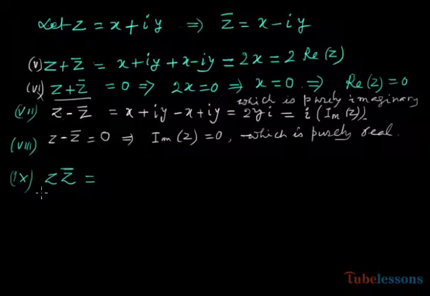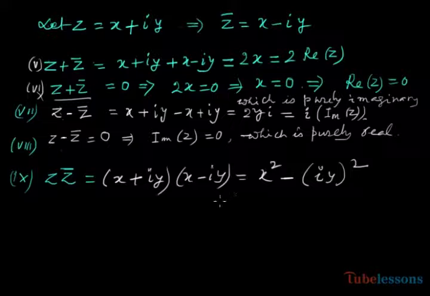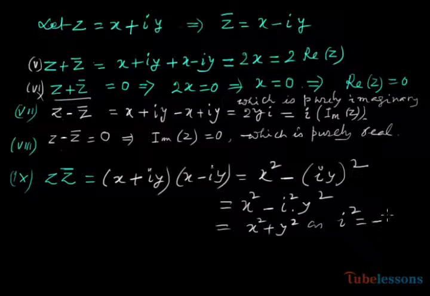Now if we multiply Z and Z bar, x plus iy and x minus iy, its conjugate, this becomes x square minus iy whole square. This is equal to x square minus i square into y square. So it is x square plus y square, as i square is equal to minus 1. So these are the properties of the conjugate of a complex number.